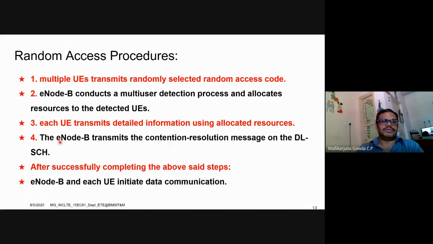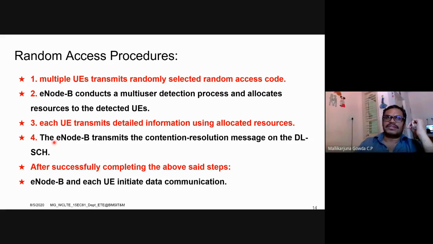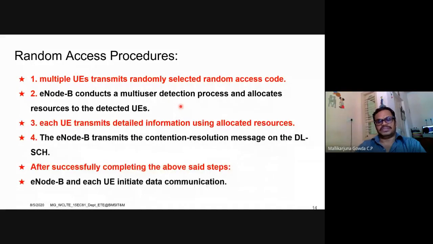Fine. So in the fourth step, the ENB will transmit the contention resolution message on the downlink shared channel. Because, as I said, there are chances of multiple users using the same resource, same frequency, same time, and if the ENB is not able to differentiate, then there is a chance of interference, right? So that is what we call contention resolution, that the ENB will do, because it has the ability to differentiate multiple different user equipments with different sequences, right?